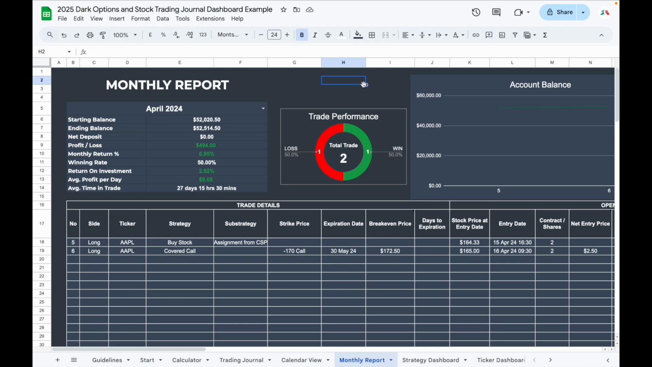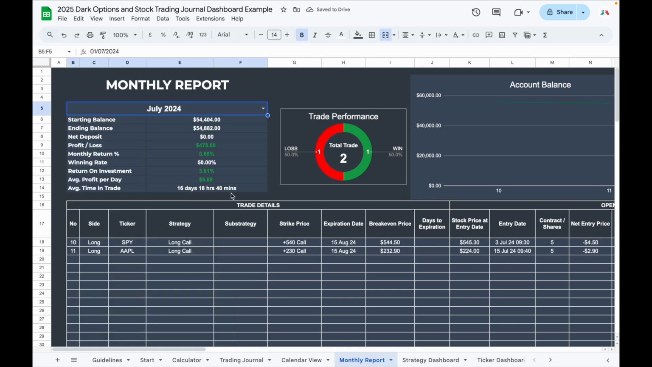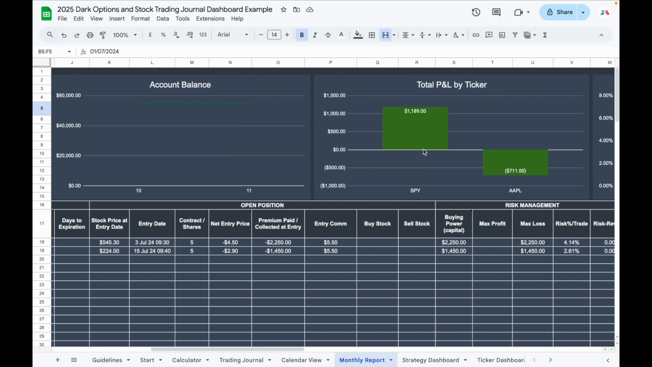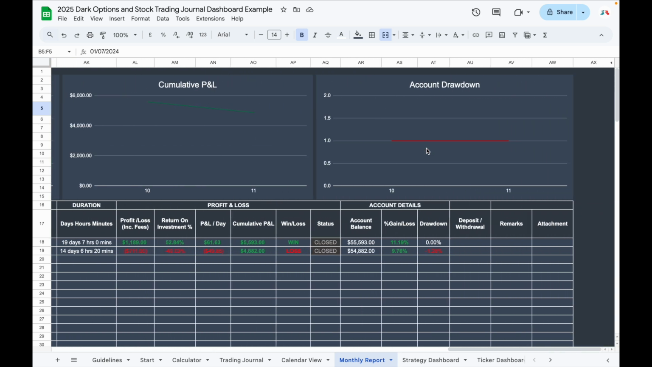Next, monthly reports allows you to analyze the trade performance and statistics of a certain month. First, select the month from the drop-down list above, and it will list out all the trade details of that month. It will also show trade statistics such as profit and loss, win rate, return on investment, and others. It also shows the account balance, total P&L by ticker, strategy performance, cumulative P&L, and account drawdown of the selected month.